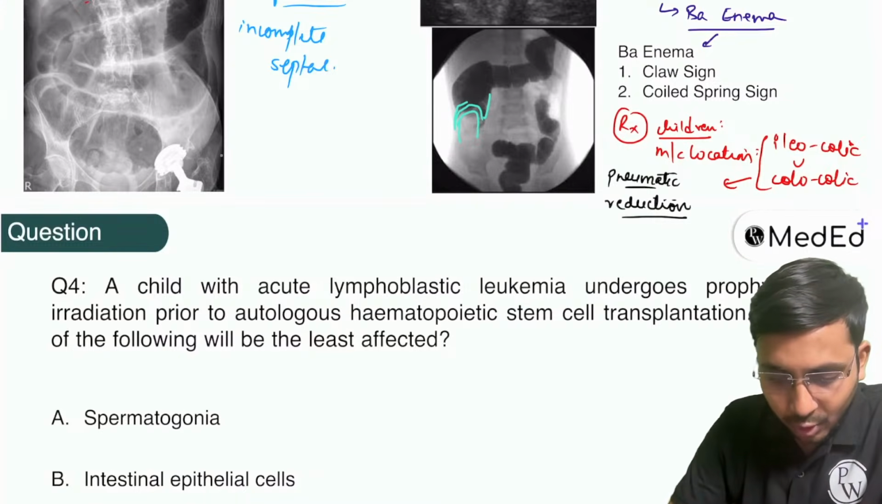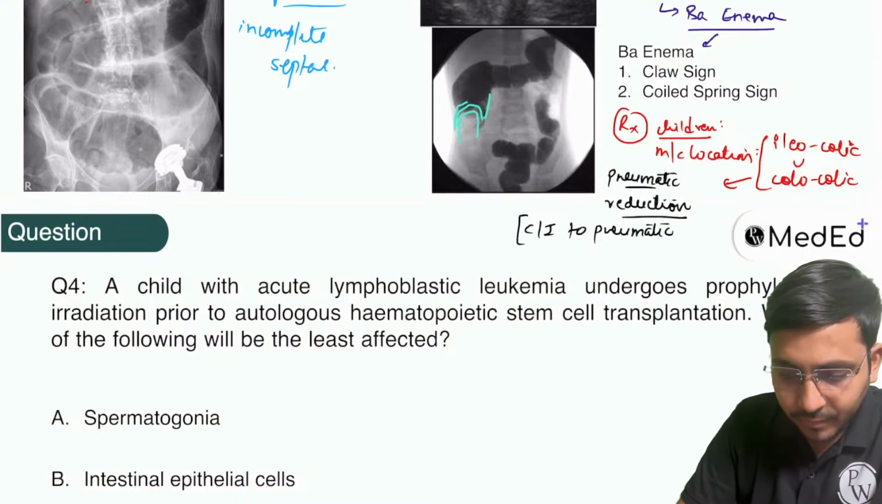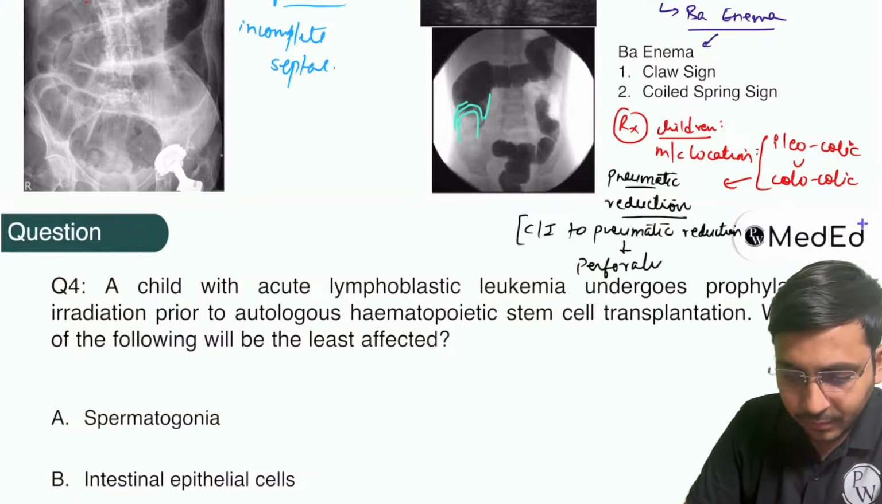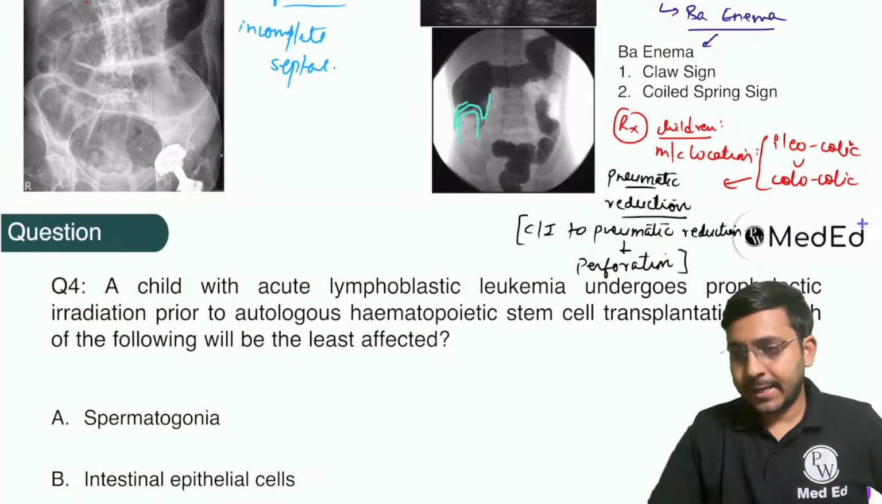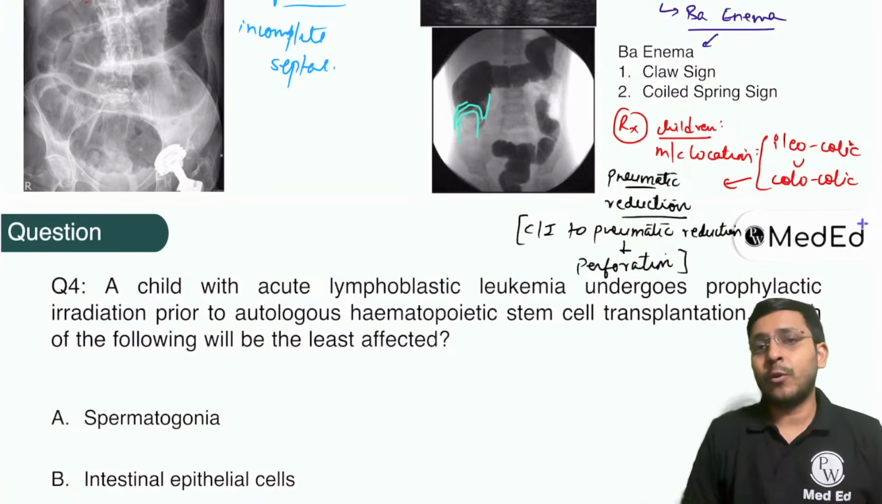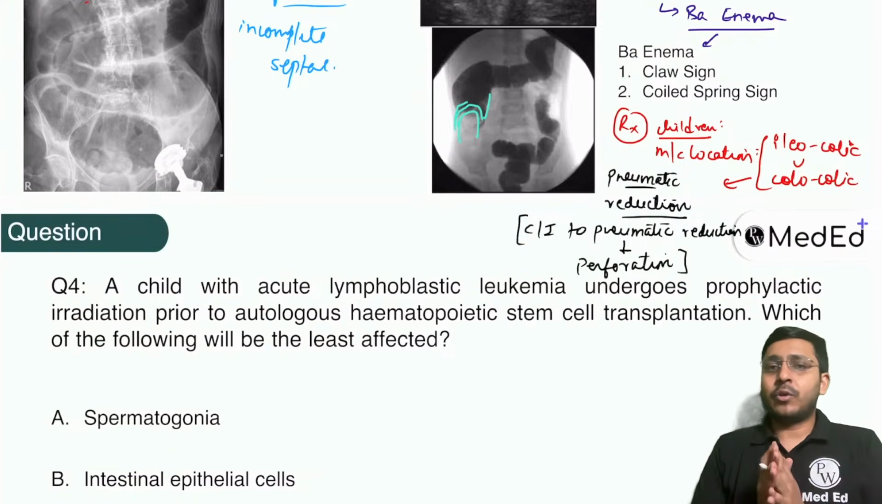Now, the only contraindication to pneumatic reduction is perforation, right? Because of long-standing obstruction, sometimes perforation can happen. So if that happens, then you can't do pneumatic reduction because then the perforation will increase. Otherwise, the treatment of choice is pneumatic reduction.